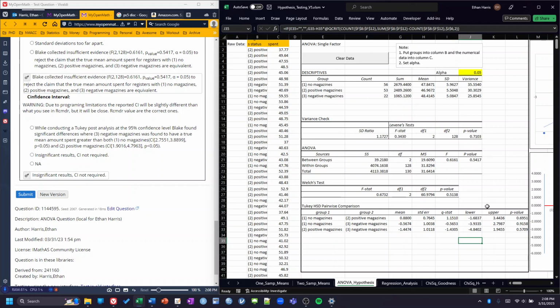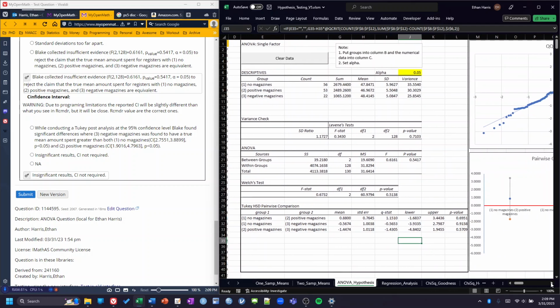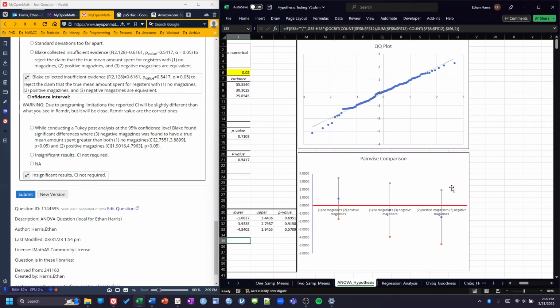And if 0 lands inside our confidence interval, it means that it's likely, or there's a good chance, that these two groups could be the same, right? No magazines minus positive magazines. If it equals 0, it means that it really doesn't matter what we put at our registers magazine-wise to improve sales.